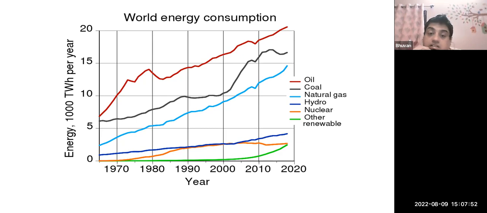Although we can see that there is also a steady increase in the renewable sector from 2000 and 2010 onwards, but still it is lagging behind. If we talk about the 2020 scenario, you can clearly see in this graph that it is still lagging behind the non-renewable sources of energy.